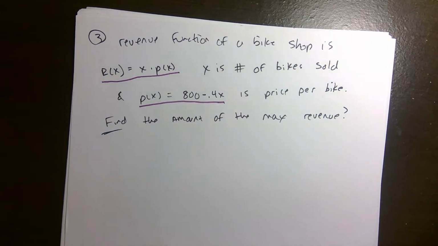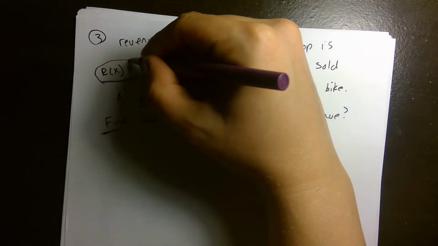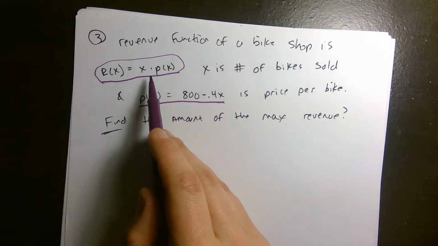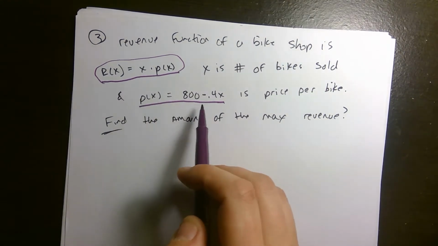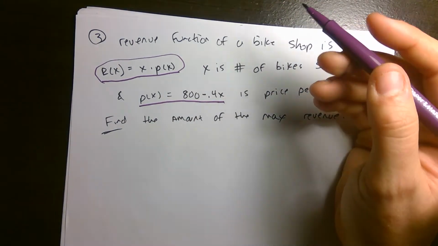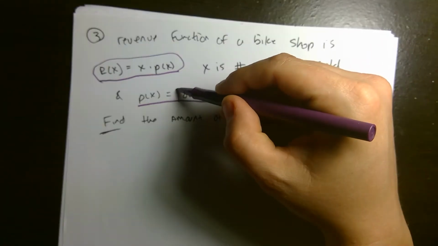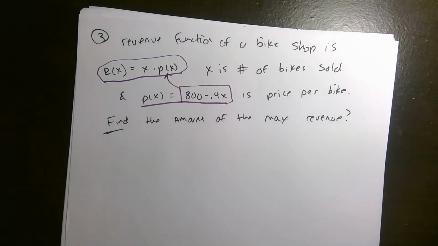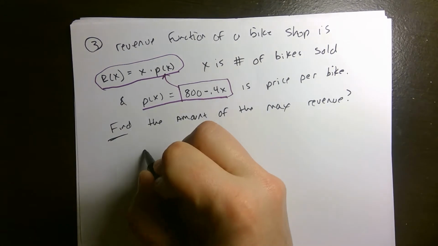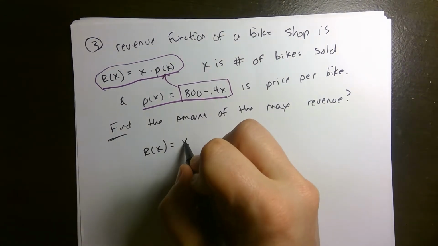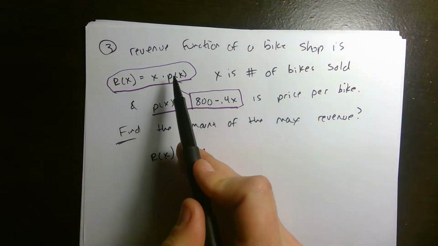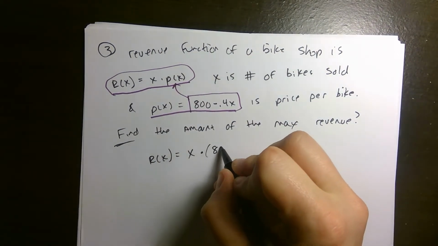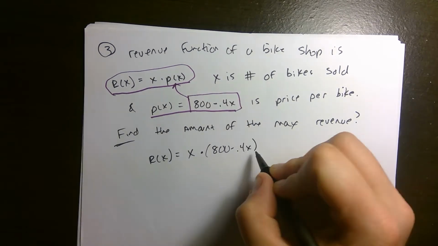Well, if you take a look at R of X, it's telling me R of X is going to be the value of X, which is the number of bikes sold, multiplied by this function. Well, I know what this function is. So we're going to use some of our substitution stuff that we've done in the past, and we're going to take the fact that P of X is equal to this stuff, and we're going to put it right here. So I'm going to have this new function. It's going to say R of X equals X times, now instead of rewriting just P of X, I'm going to write 800 minus 0.4x. So times 800 minus 0.4x, like that.